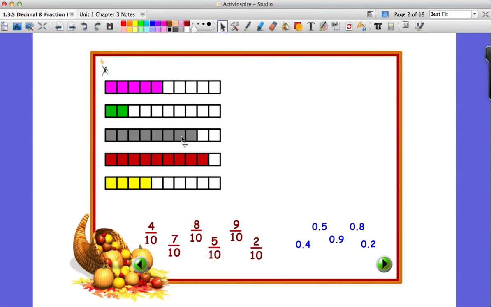So the first thing we want to look at is our tens bars here. I want you to take a minute and see if you can compare the fraction and the decimal with each of the bars. When you come back, we'll go over your answer.